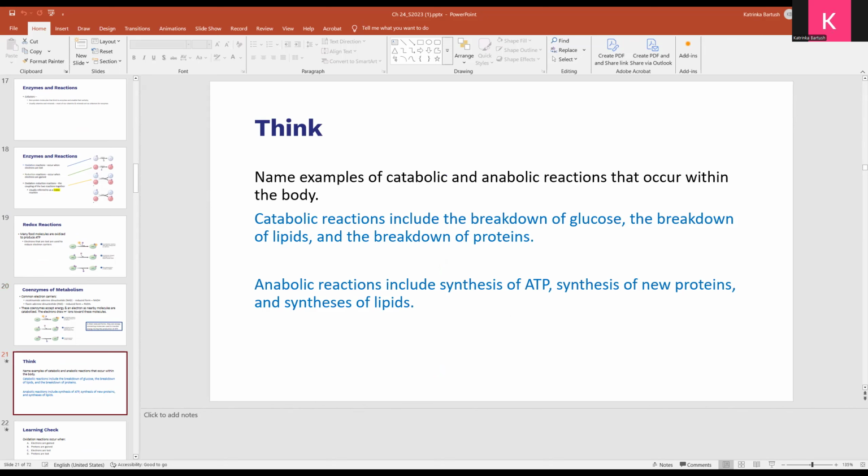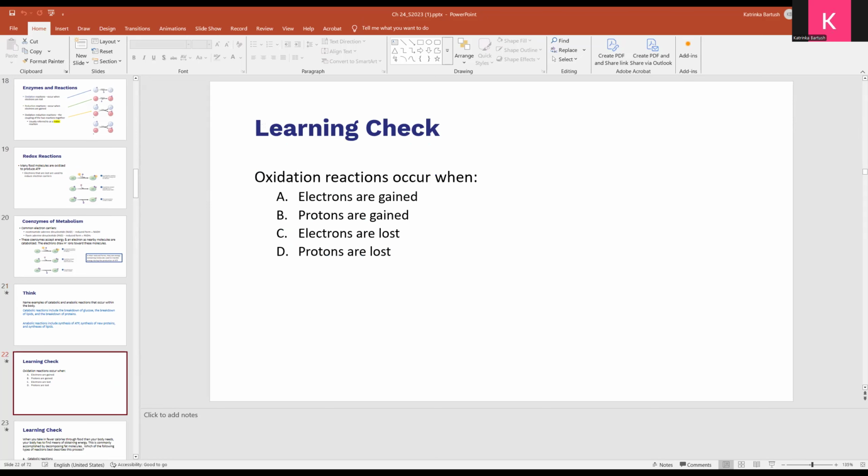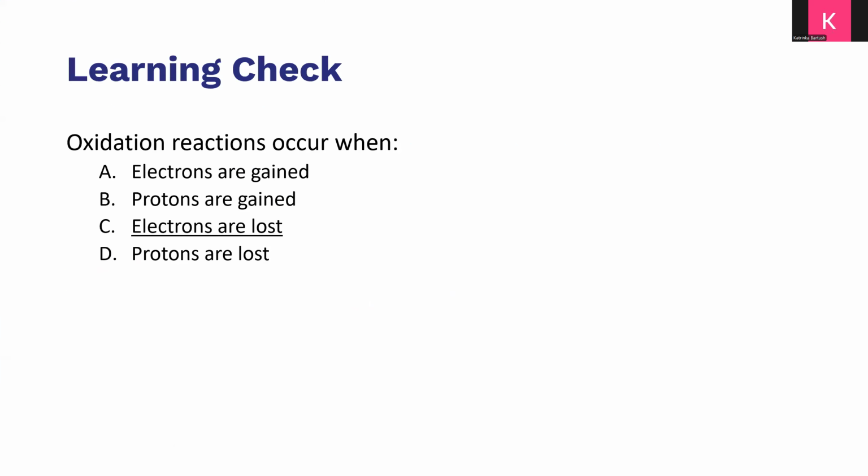So I don't have this in display mode, so you're actually seeing the answers as I'm giving you the question. And so think of catabolic and anabolic reactions that occur in the body, and what would be examples of those? Well, breaking down glucose, lipids, etc. And anabolic would be making ATP, making new proteins, and so on. And then I'll put this in display mode for you. So oxidation reactions occur when electrons are lost.